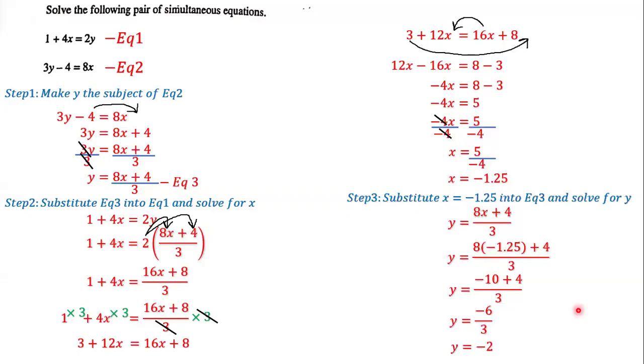And so what does that mean? That means that our answer is x is equal to negative 1.25 and y is equal to negative 2. And that's our answer to this question.